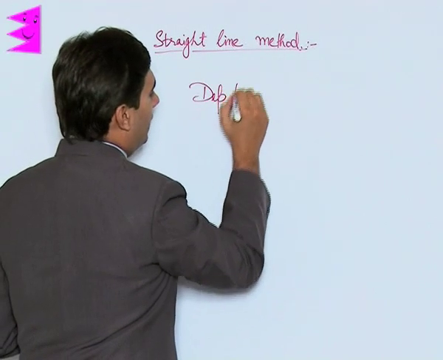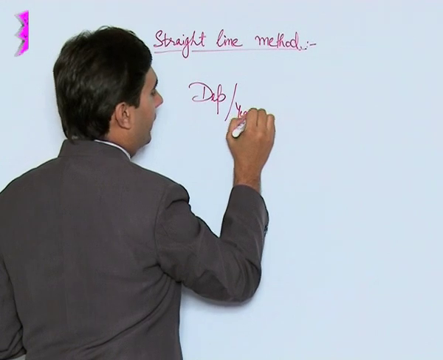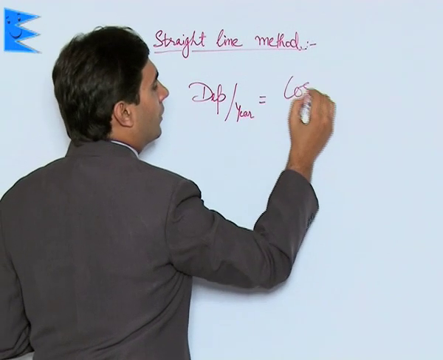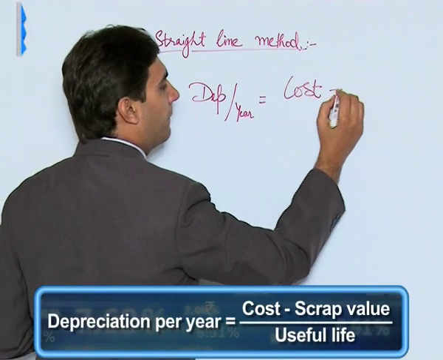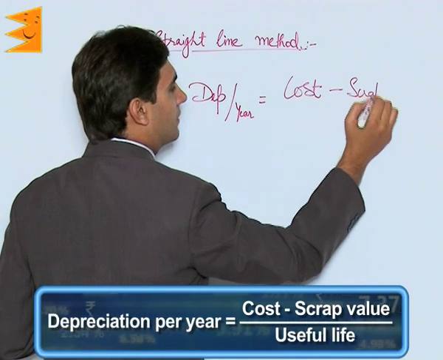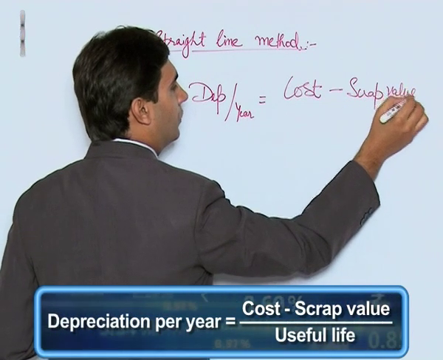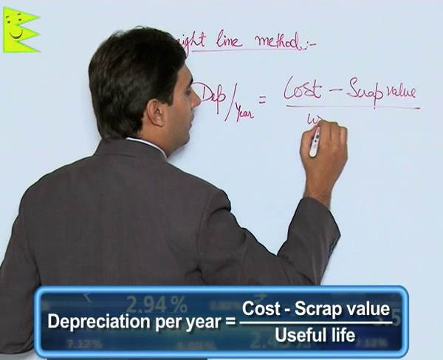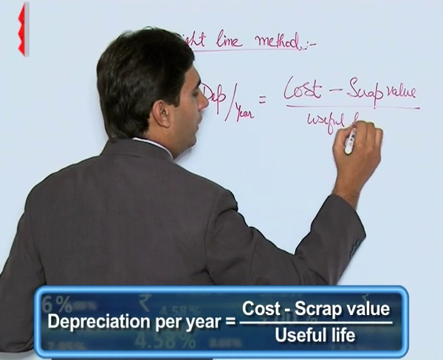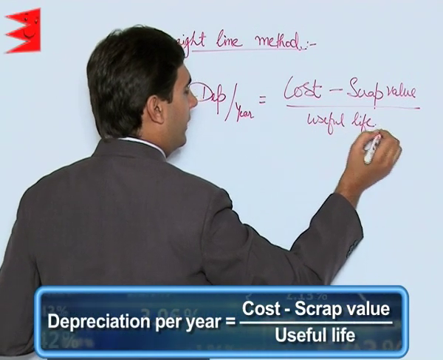Now, there is a method to calculate this kind of depreciation, and the formula goes by: depreciation per year is equal to the cost of the asset minus scrap value, divided by useful life or the commercial life.